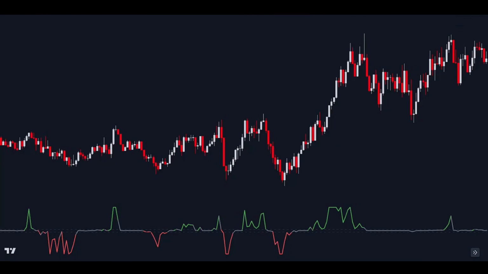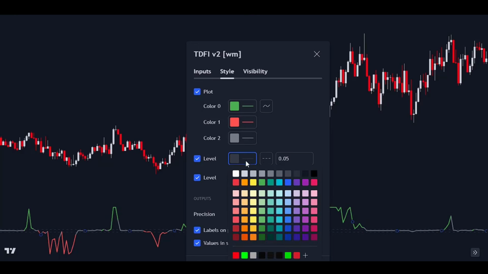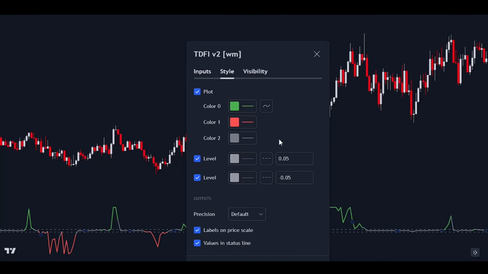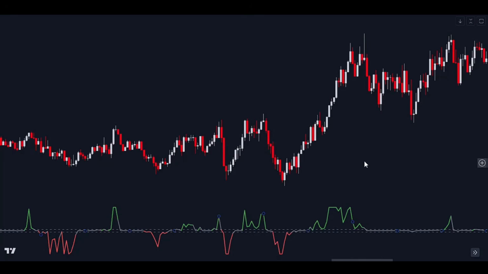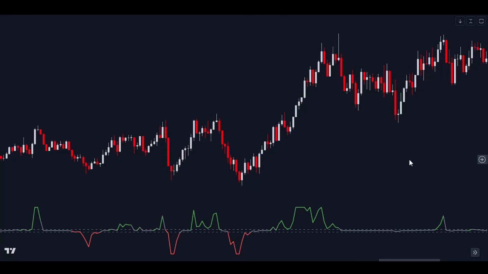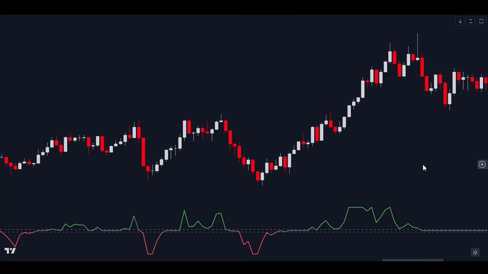You've got this single oscillator that switches between red, gray, and green. But to understand how it works, let's tweak some settings and enable a few features. Head over to the Style tab, tweak the colors a bit, and voila. Now, you'll see these nifty horizontal levels that help indicate whether the market's in a range or on a trend.